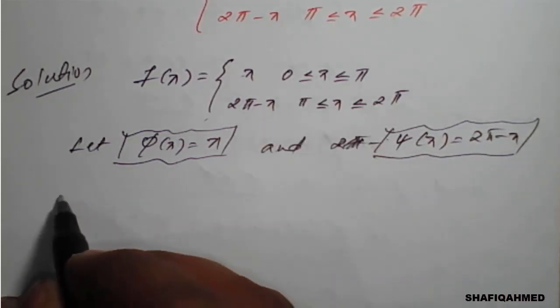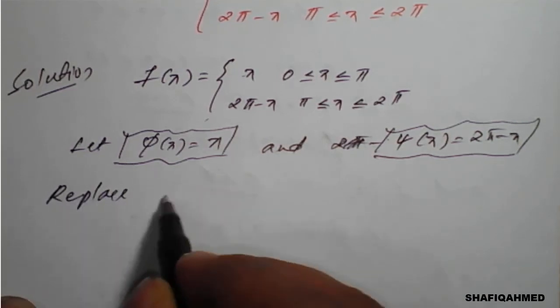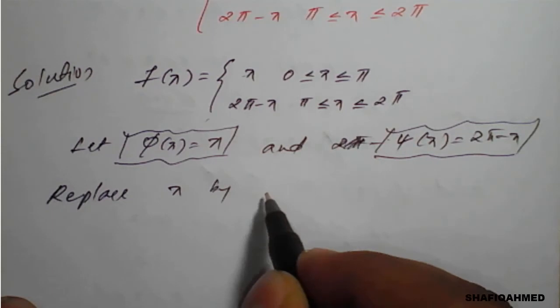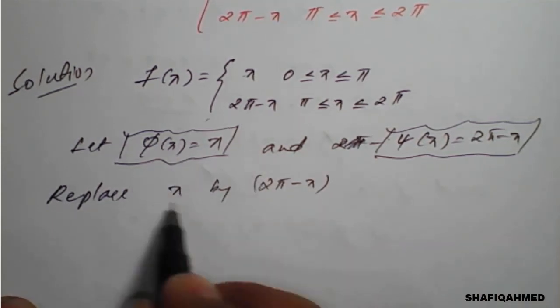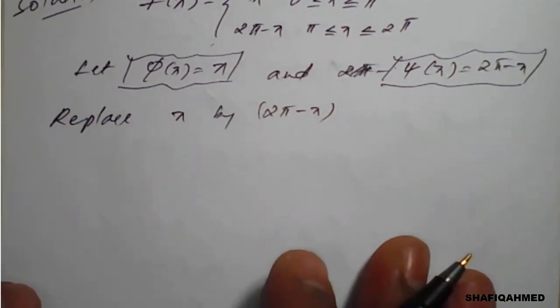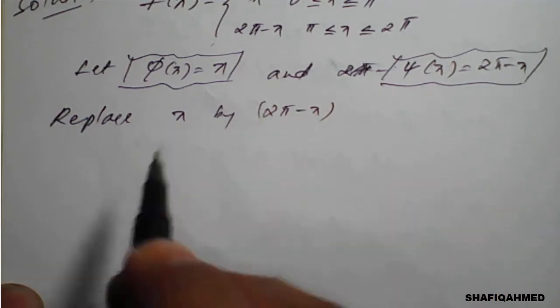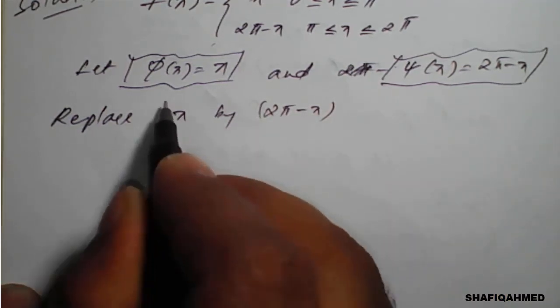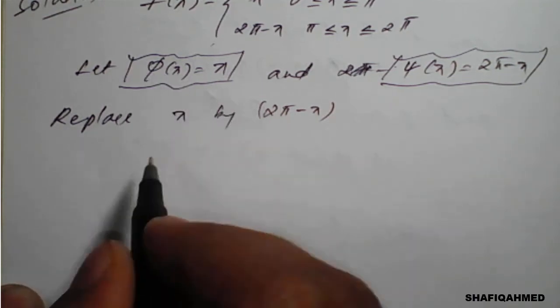So we'll check for even and odd by replacing x by 2 pi minus x. Where we need to replace, in phi of x, we'll see what we get. After replacing x by 2 pi minus x in phi of x, we'll see what happens.